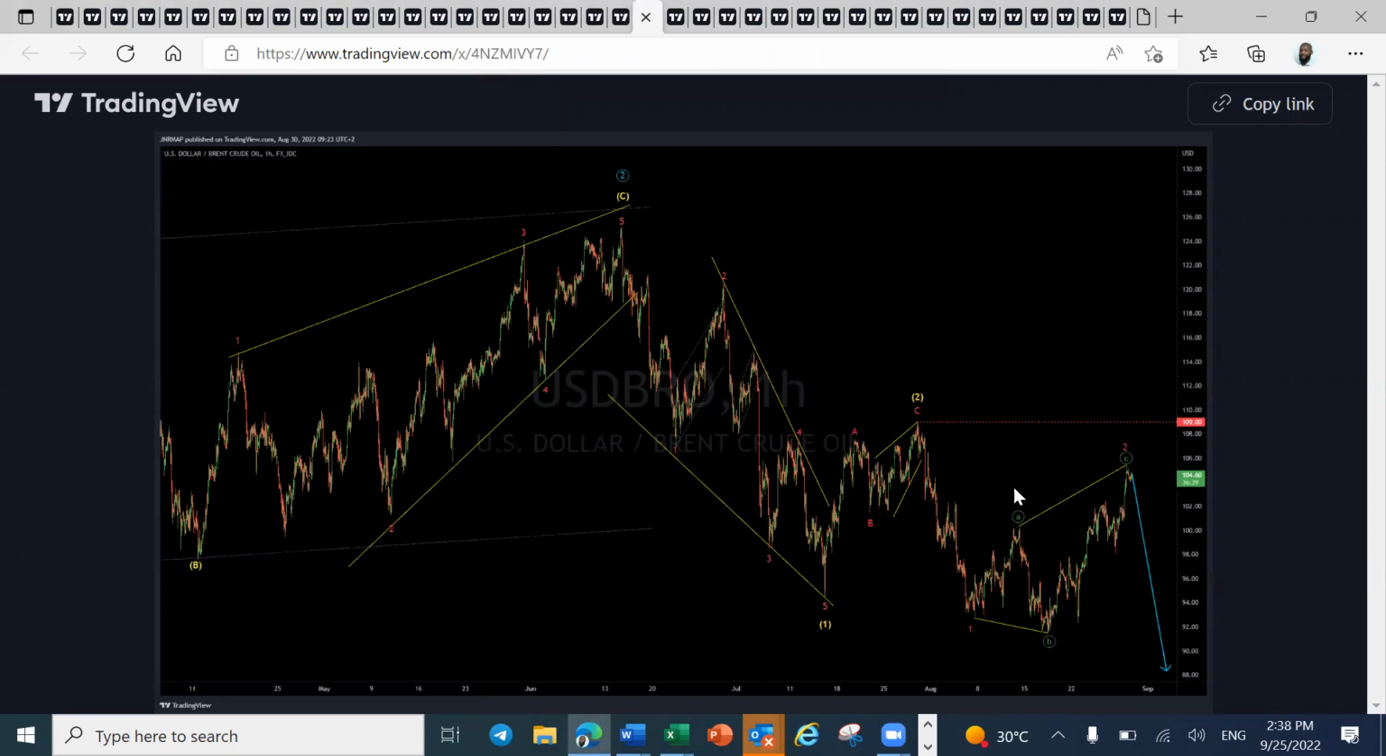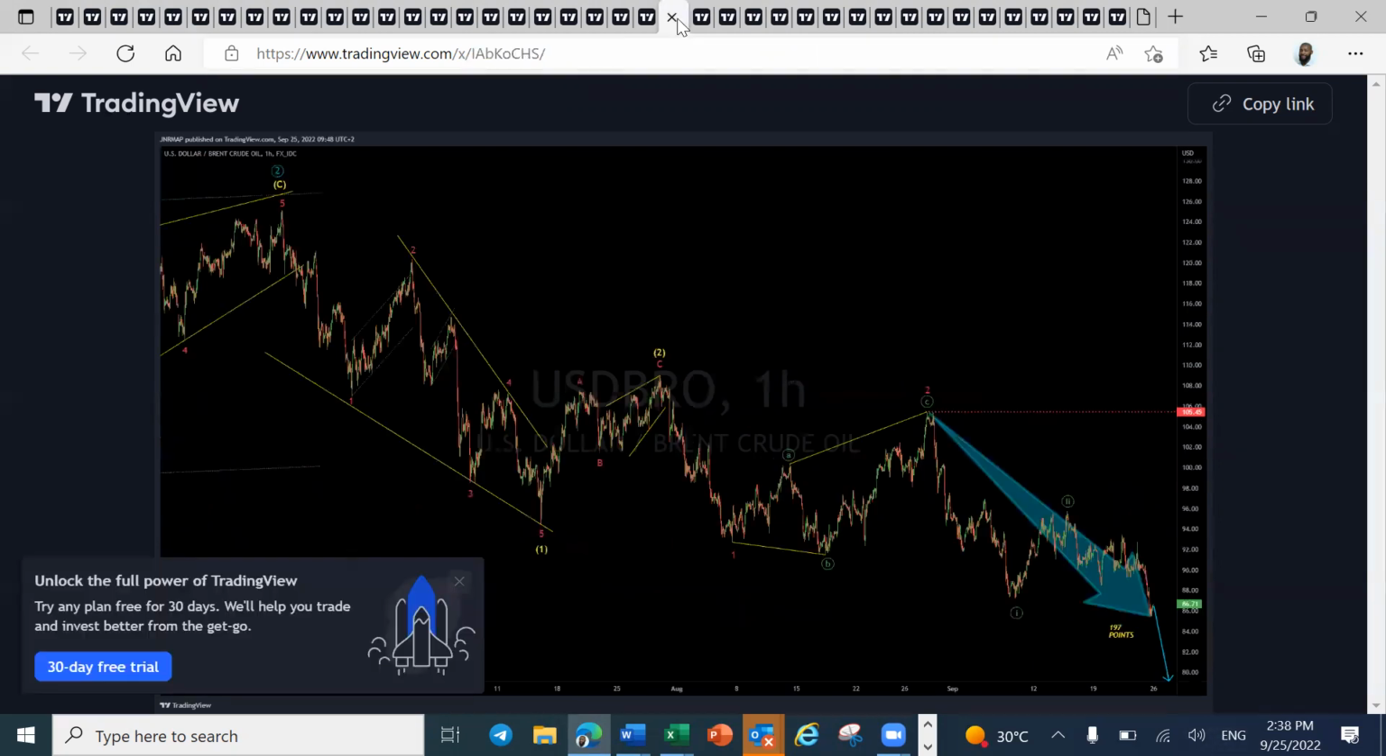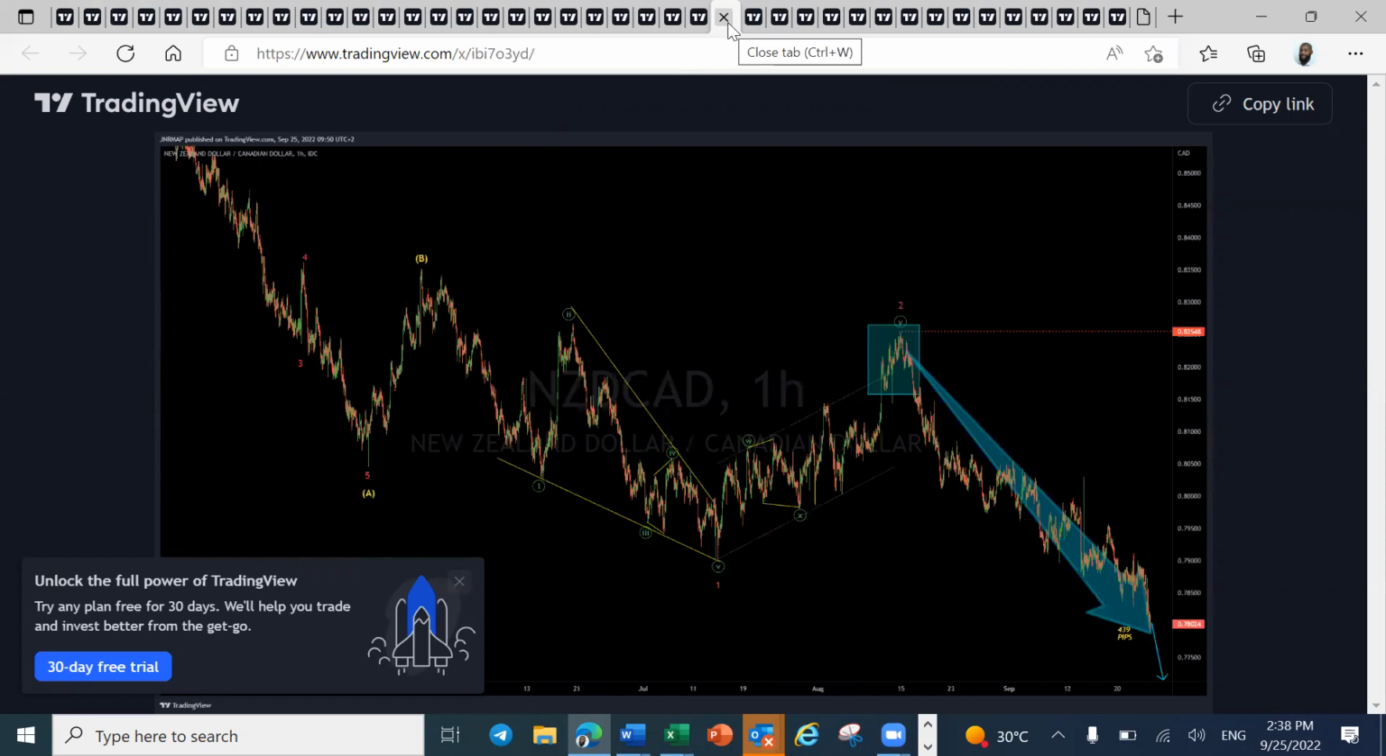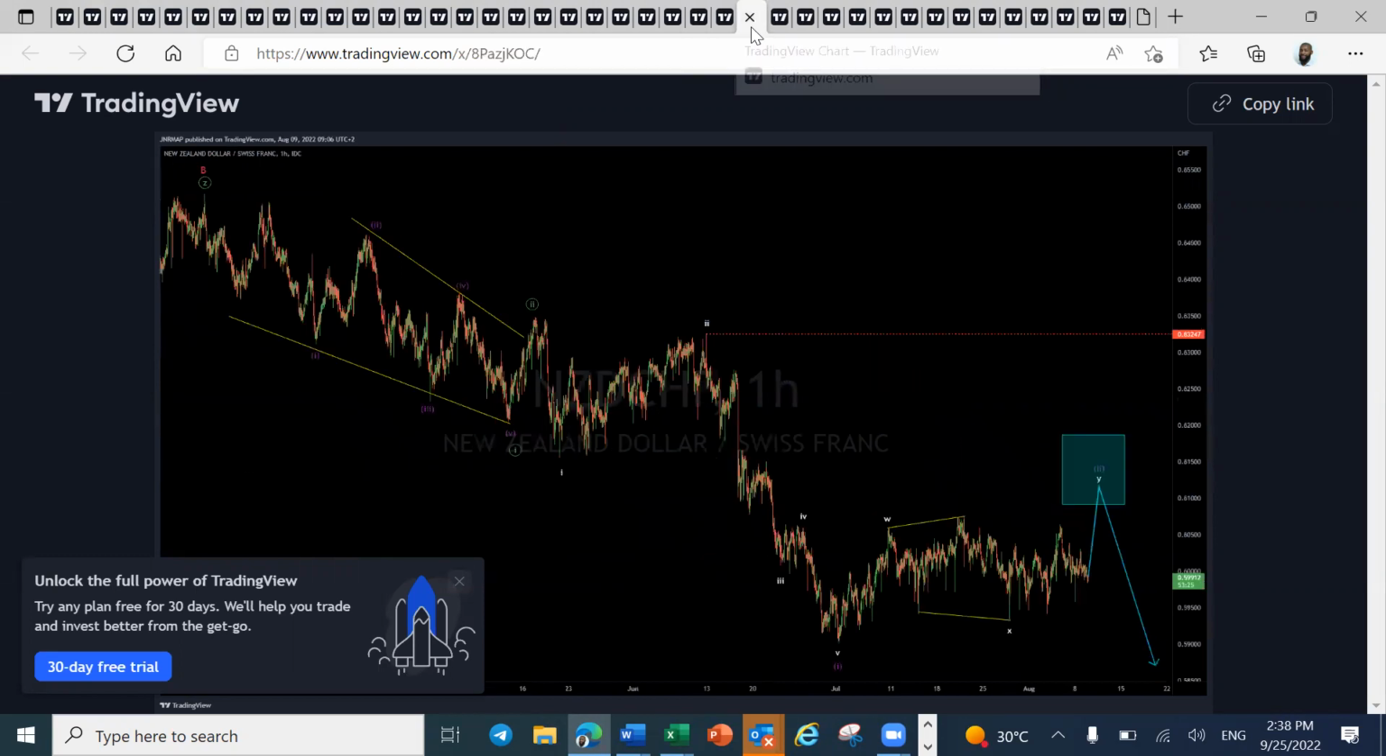So we had another setup here on oil, right? Brent crude oil, we had another setup, pullback, as you can see, wave 2. We expected that to continue dropping, as you will see, another 197 points on oil. New Zealand CAD, the same pullback, continues to drop, 439 pips. You can add up the pips.